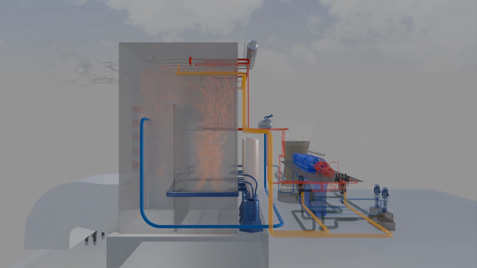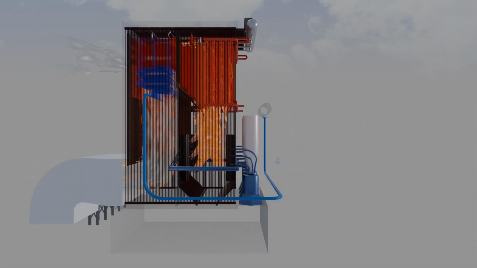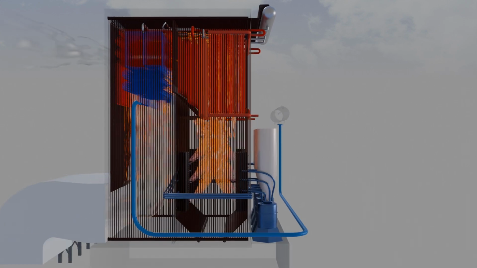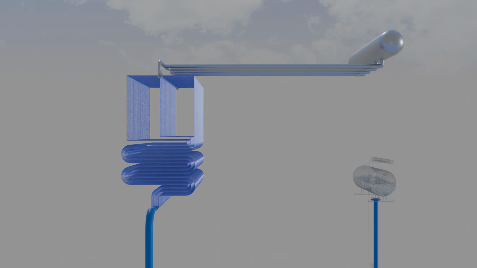In this simulation, we see the economizer recovering heat from the flue gases as they flow over tubes carrying cooler feed water. The hot gases transfer their heat, gradually warming the water before it enters the boiler, which reduces the fuel needed for combustion.